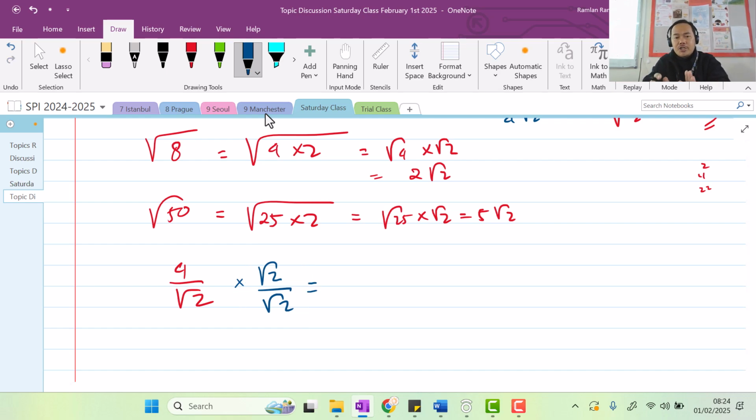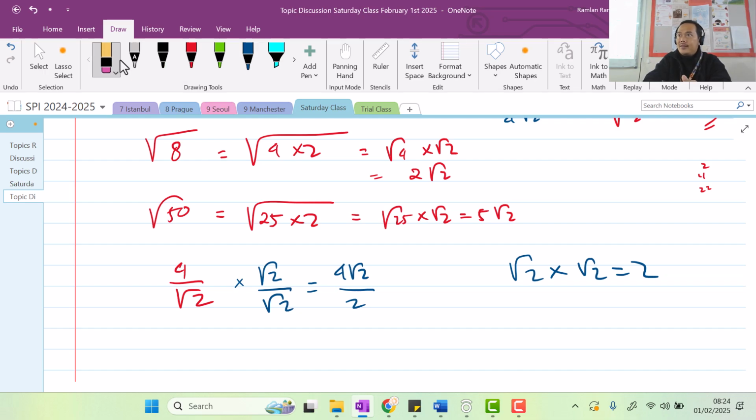Remember that in fraction, when you multiply, numerator multiplies by numerator, denominator with denominator. So the one on the numerator will be just 4 square root of 2, right? How about the denominator? It's just 2, because we know that square root of 2 times square root of 2 is equal to 2, right? And then we're not done yet because this is not the simplest form of this expression or this term.